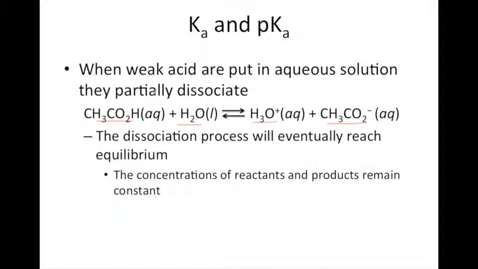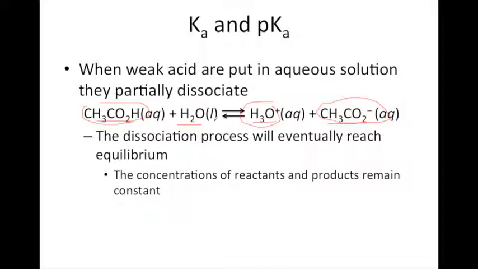At equilibrium now, again, this dissociation will eventually reach equilibrium. At equilibrium, the concentrations of our weak acid, of hydronium, and of the conjugate base, the acetate, will all be constant. So there will be no change in those concentrations. Since this dissociation reaches an equilibrium, we can write an equilibrium expression showing that.